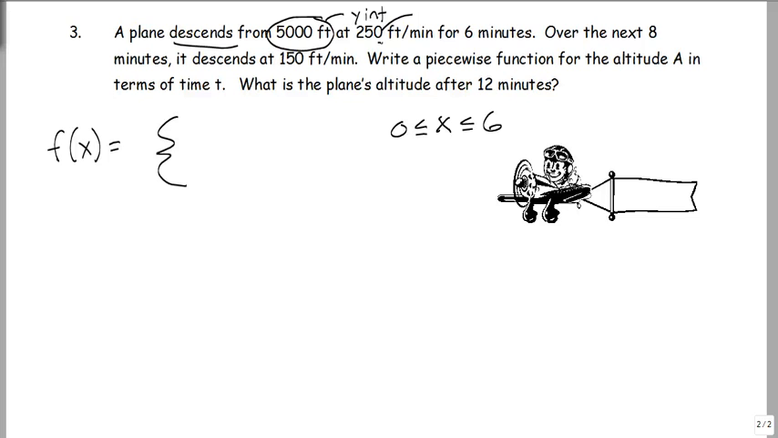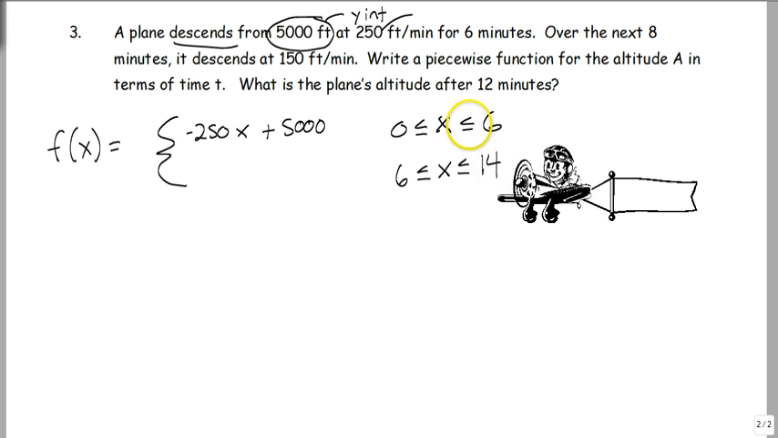So the first part of this whole thing is actually pretty easy. I have a negative 250 slope times wherever it is between 0 and 6 minutes, plus we started at 5,000 feet. So that is the thing that models the flight of the plane for the first 6 minutes. Now, over the next 8 minutes, not 2-8, but the next 8 minutes, we are flying at a different rate.